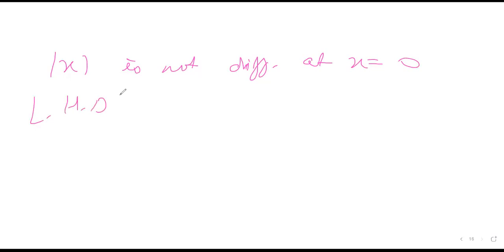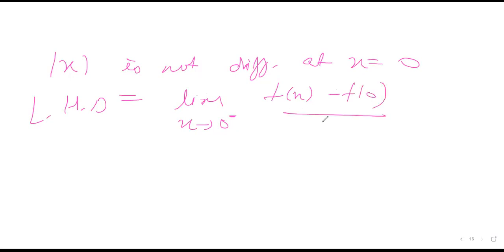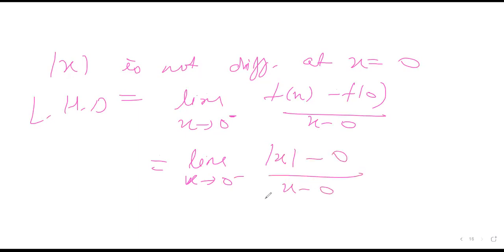So let's discuss this one, mod x. I want to say that mod x is not differentiable at x equals 0. This is the statement. So let us find the left hand derivative, LHD, which will be equal to the limit as x tends to 0 from the negative side of f(x) minus f(0) upon x minus 0, which is the limit as x tends to 0 negative of mod x minus 0 upon x minus 0. Now x is some number less than 0, so mod x will be equal to minus x, and minus x upon x will be minus 1. So the left hand derivative is minus 1.